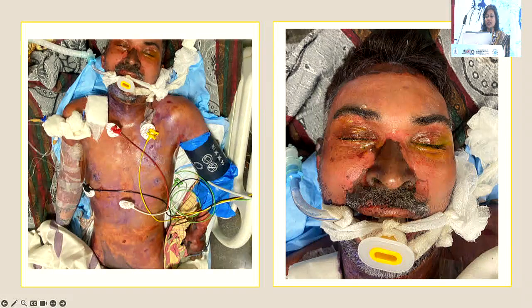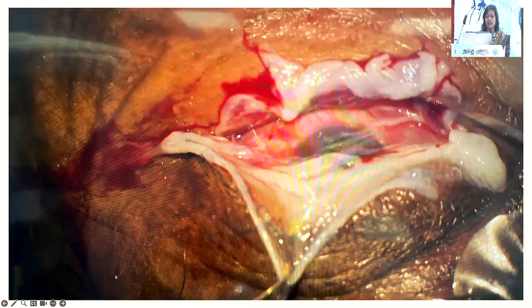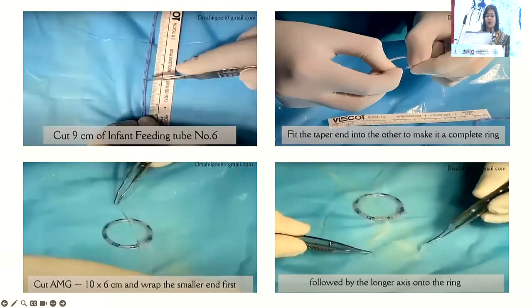We need to trim the eyelashes and close the lid margins so that the AMG can stick to it. And we have to clear all the necrotic material. Preferably, we need a bigger AMG for each eye, and that has to be draped over the surface into the fornix as well as then reflected over the tarsal conjunctiva as well as the lid margin. So various devices have been invented, and this is the simple infant feeding tube which can be used after cutting it and making it into a ring.